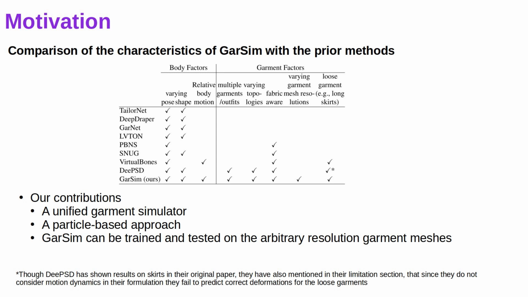Existing methods mostly work for a specific garment type or garment topology, and need retraining for a new type of garment. Some methods focus on a particular fabric, body shape, and pose. To circumvent these limitations, we propose GarSim.